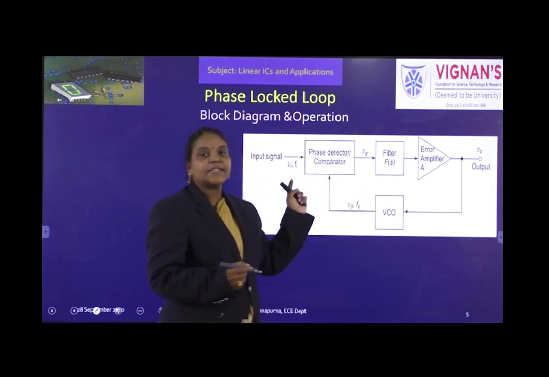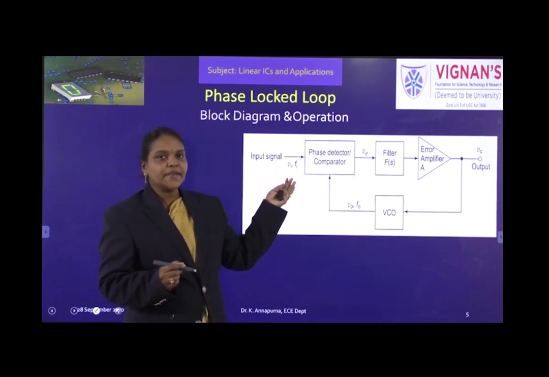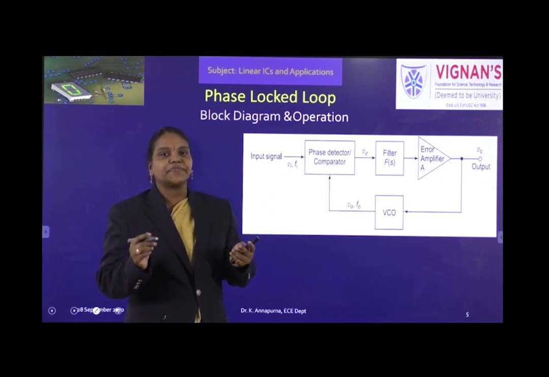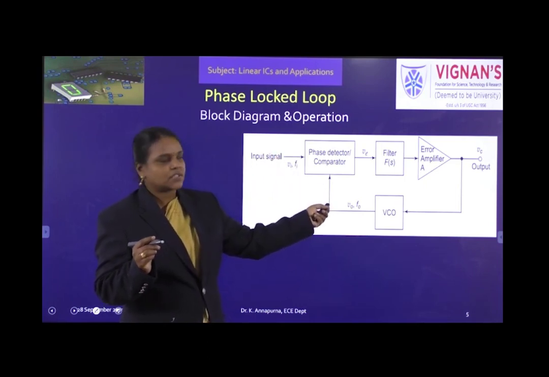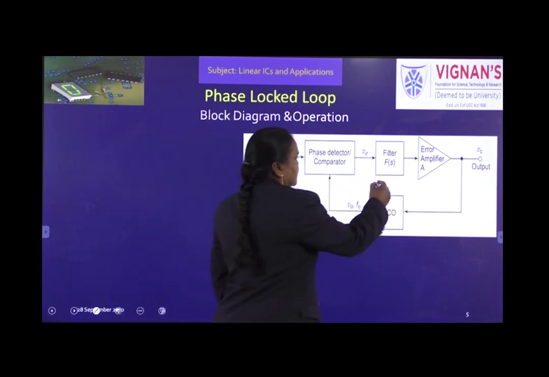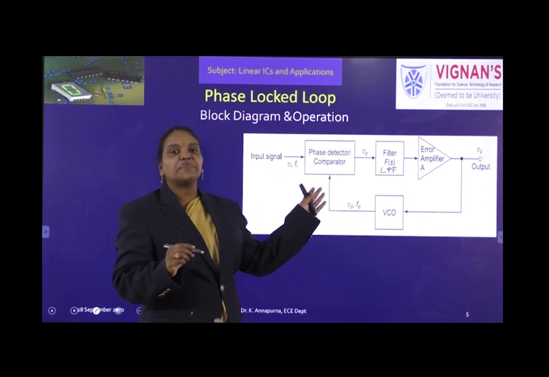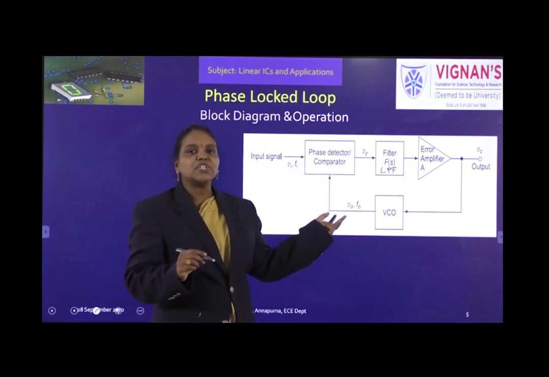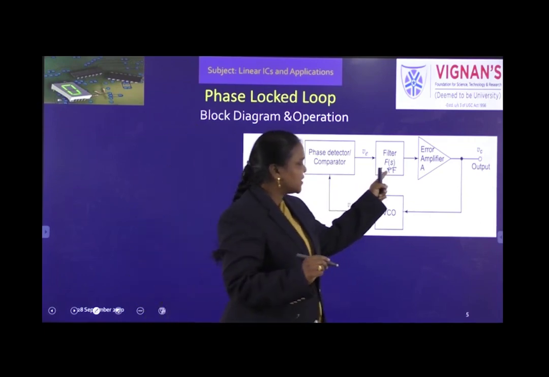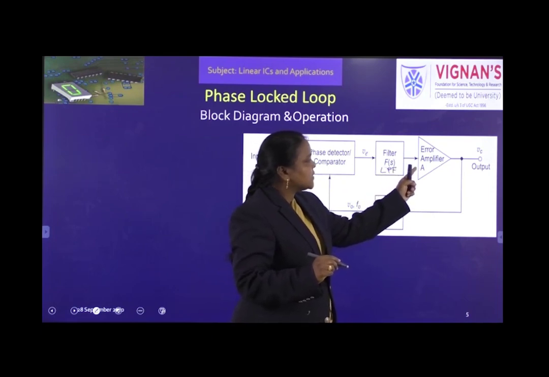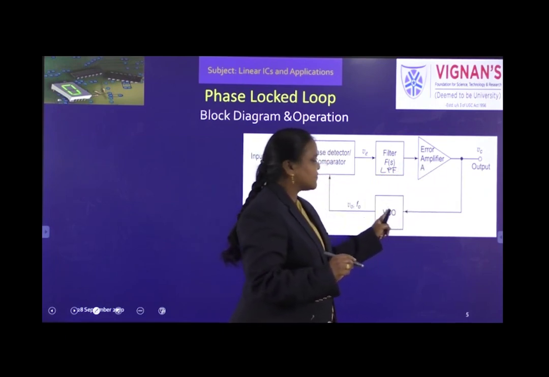Basically this phase detector or comparator is a product modulator, which generates the sum frequency and the difference frequency, the sum of these 2 frequencies as well as the difference of these 2 frequencies. And this is the low pass filter. What is the function of the low pass filter? It passes the low frequency signal. Out of these 2, which is the low frequency, sum frequency or difference frequency? It is the difference frequency. So it passes the difference frequency signal, which is amplified by the error amplifier and used as the control voltage for the voltage controlled oscillator.